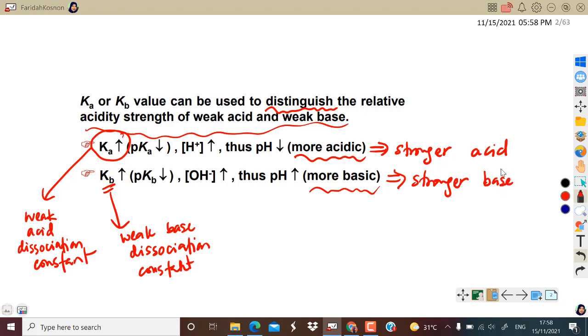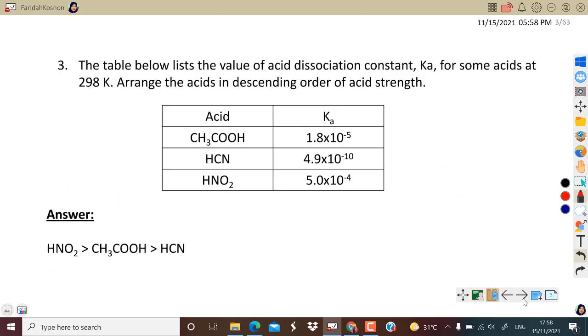Di kalangan weak acid. Kita sekarang ni nak compare kekuatan acid lemah di kalangan acid lemah. Kita tak akan compare dengan strong acid lah. Kalau weak acid kita compare dengan strong acid, confirm strong acid tu memang stronger. Tapi sekarang ni kita nak compare the strength of weak acid tu sendiri. Okay, so to help you, okay, ataupun to guide you, we have to refer to this question. Okay, the table below lists the value of acid dissociation constant Ka for some acids at 298 Kelvin. Arrange these acids in descending order of acid strength.